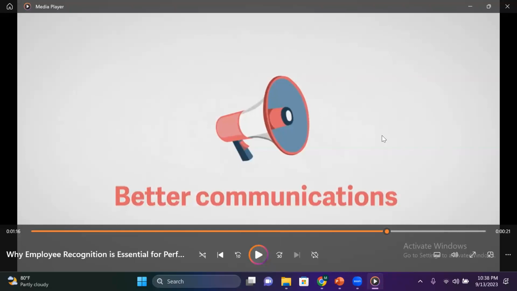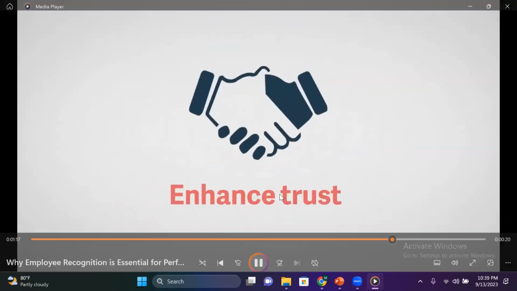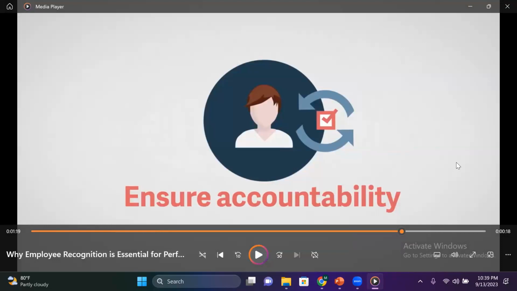Because once we have better communication only, we will be knowing what to achieve, what to do and how to do, right? That is done by performance management, because the feedback is always given. To enhance trust, to ensure accountability, and to maintain transparency. Enhance trust and ensure accountability. That's what we say. Enhance the trust. How can the trust be enhanced through performance management? Because we know once we perform well, we will be rewarded for that.